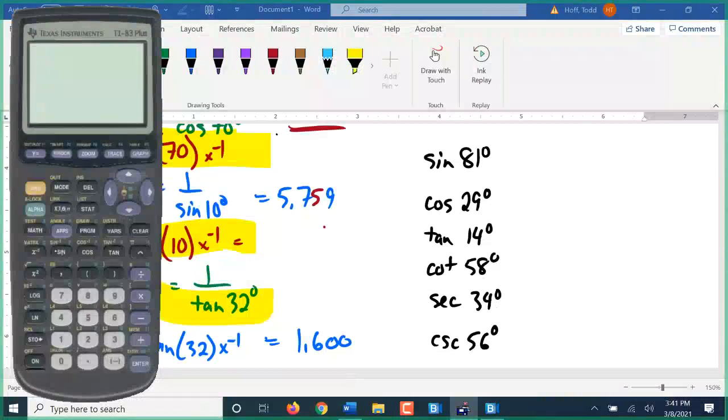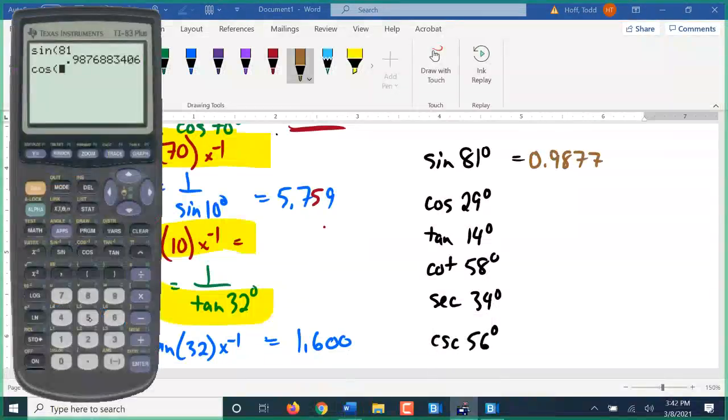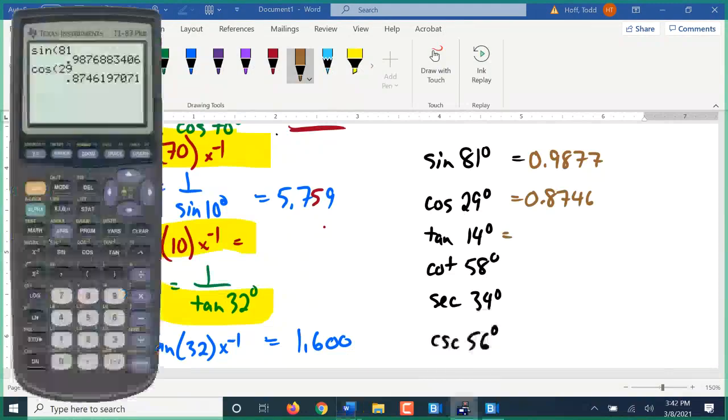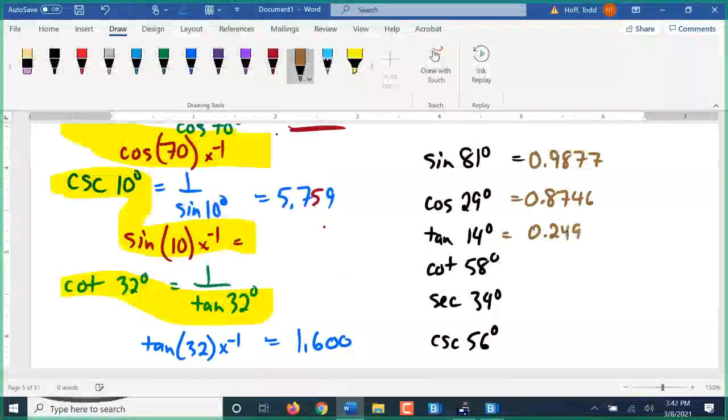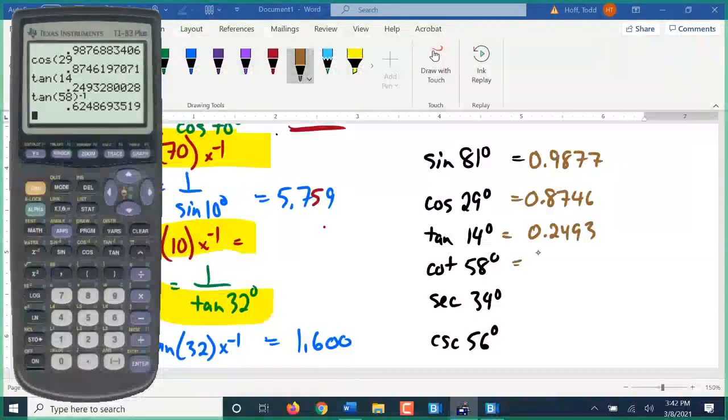So sine of 81 is 0.9877, works for me. Cosine of 29, 0.8746, good. Tangent of 14, sounds right, 0.2493. I get 0.2493. Cotangent of 58, 0.6249, works for me.